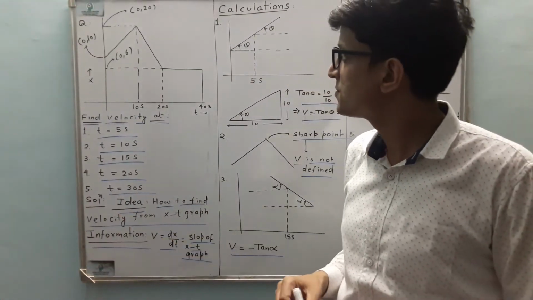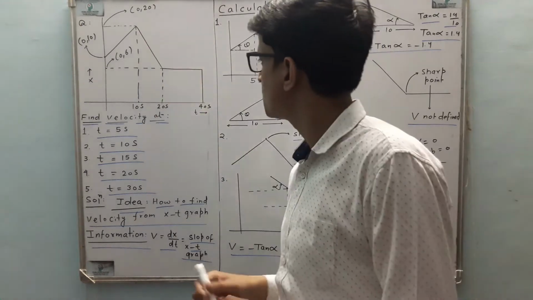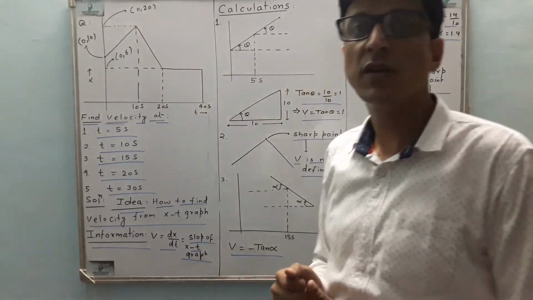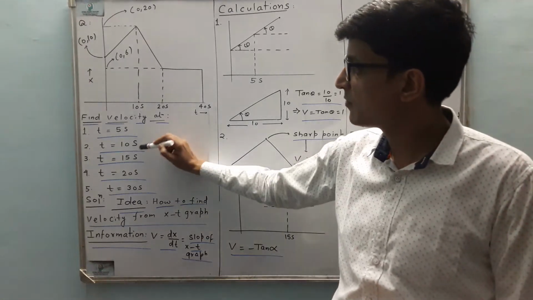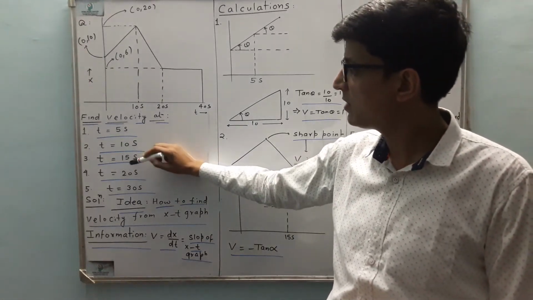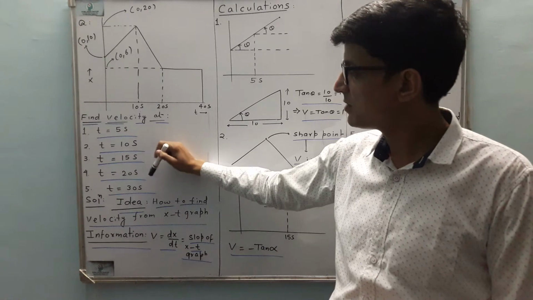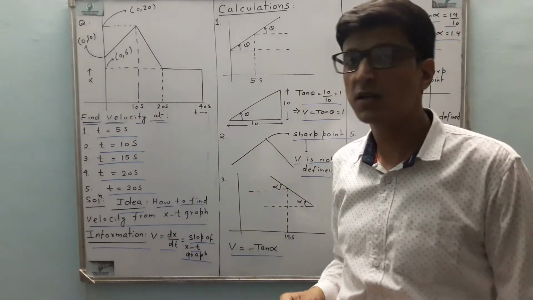Let's discuss some questions today. So you are being given the position time graph of a particle moving along x-axis, and you need to find the velocity of the particle at t is equal to 5, t is equal to 10, t is equal to 15, t is equal to 20 and t is equal to 30 seconds.